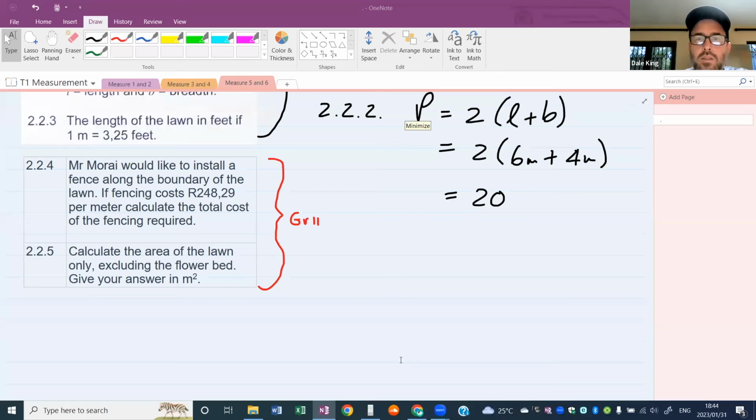Just meters. Okay, so I must put, like Kia always says, always put your units. Always put your units. All right, we're doing well here so far.